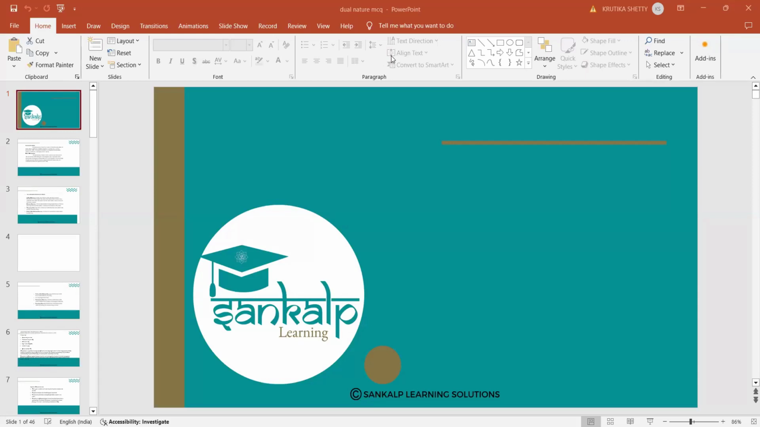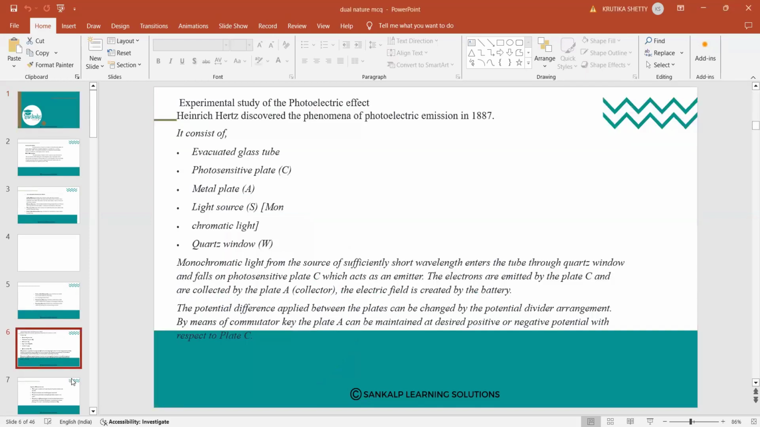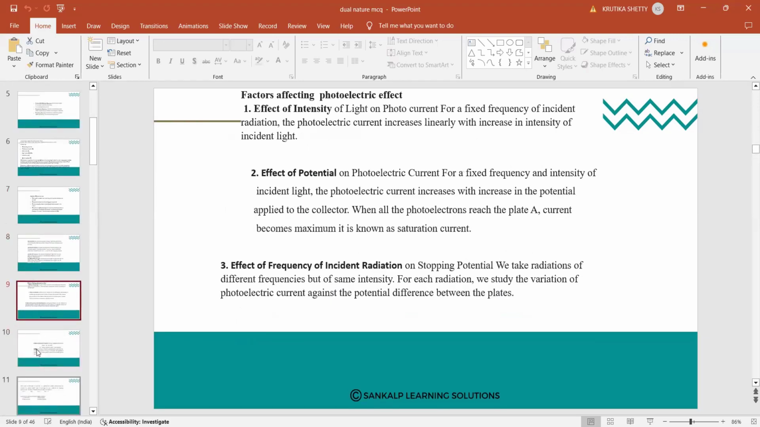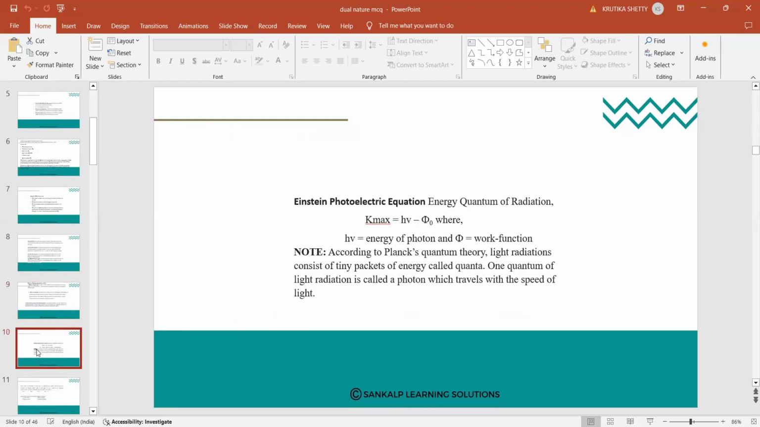So in the last class, yesterday, we discussed Einstein's explanation. According to Einstein, one equation we have seen. So what is that equation? The equation is relating the kinetic energy and the work function, right? So yesterday we discussed that point. Then after that, we discussed the de Broglie hypothesis.